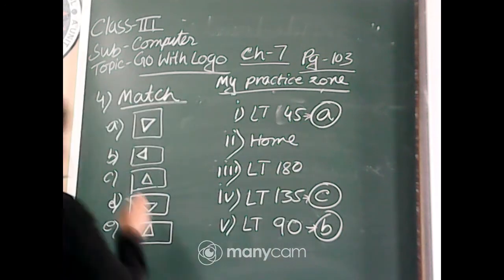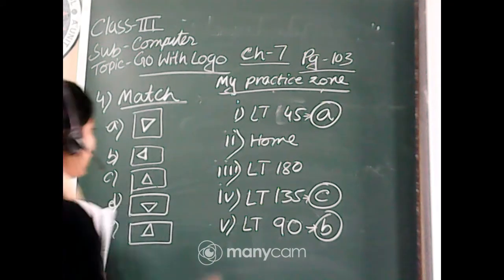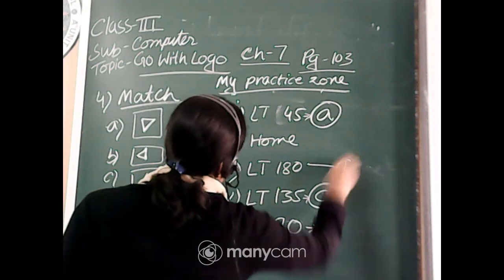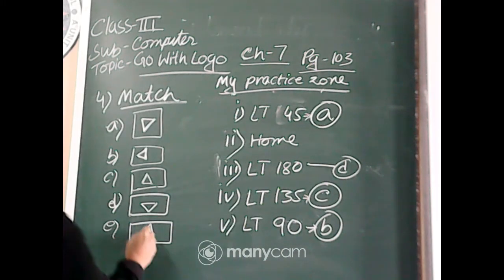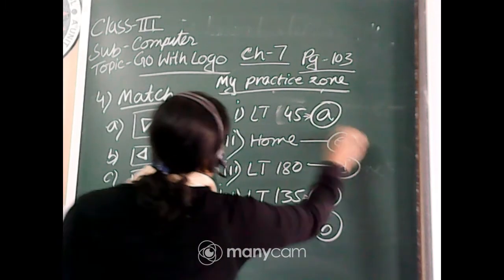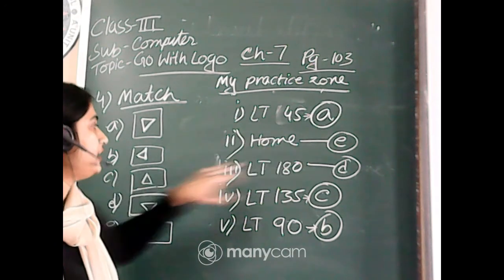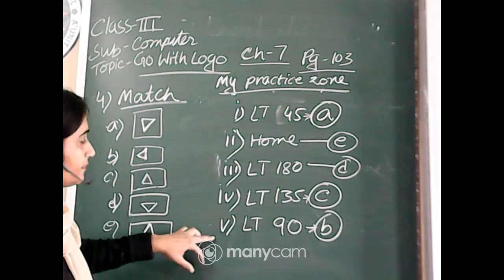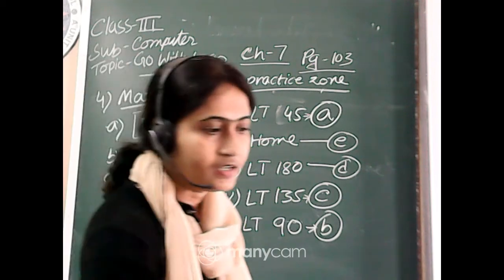And now number D. This is LT 180. Number D, LT 180. And this is the home position of the turtle. This is number E. So 1A, 2E, 3D, 4C, 5B. Okay. Done everyone?